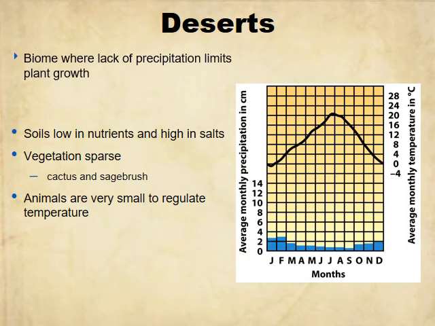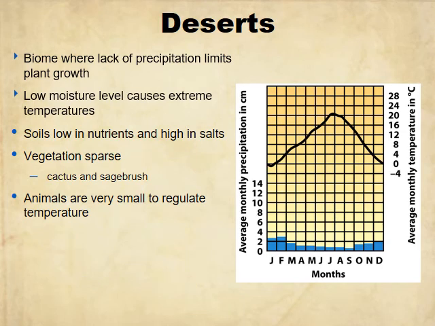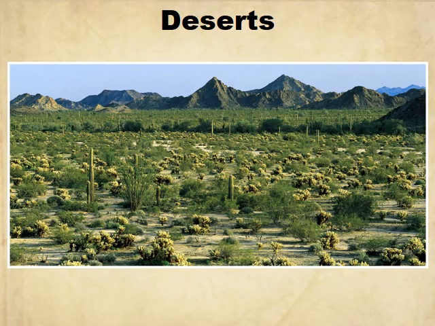And last but not least, we have deserts. Soil is low in nutrients, high in salts, not a lot of precipitation, and because of the lack of moisture in the atmosphere, you get extremes from the day to the night. So it can be 110 degrees during the day with the sun, but because there's not that moisture in the atmosphere to actually hold that temperature, you can drop to the 40s and 30s at night. So animals are very small. They need to be able to regulate their temperature. And for this one, this is a temperate desert. It is warmer in the summer months in the northern hemisphere of June, July, and August, but you can see that rainfall is pretty low overall. And that's your typical desert.